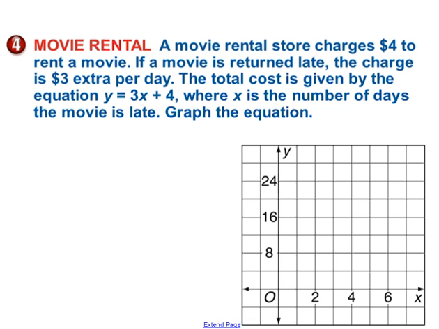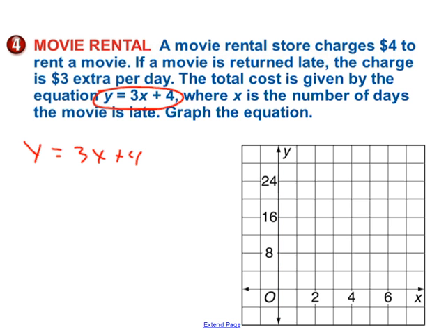Movie rental. A movie rental store charges $4 to rent a movie. If a movie is returned late, the charge is $3 extra per day. The total cost is given by the equation y is equal to 3x plus 4, where x is the number of days the movie is late. Graph the equation.